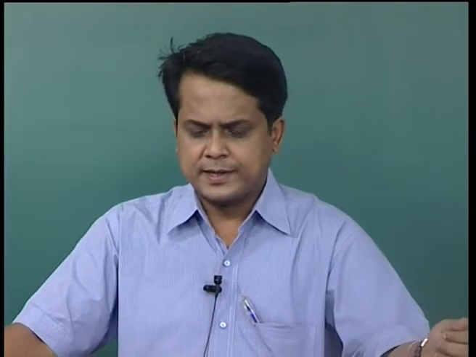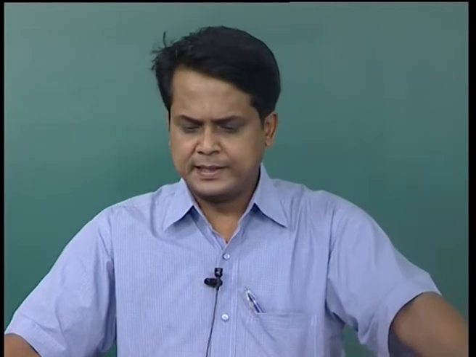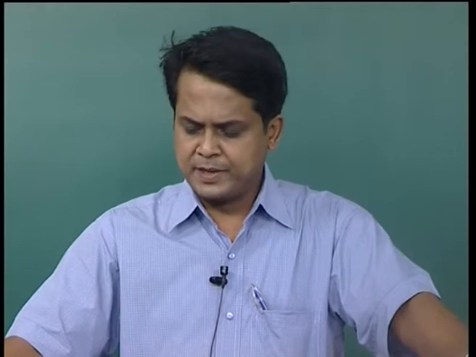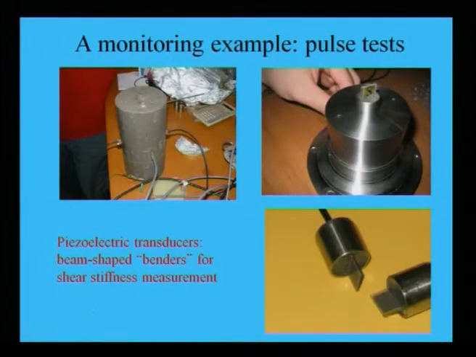Last class we started the bender element and its use. As I said, this bender element is beam shaped, and these are all the sensors. With a beam, a sensor has been connected. This has been put at either the base or the top of the soil sample. One will act as a source, the other will act as a receiver. So, this beam shaped bender element is used for shear stiffness measurements.